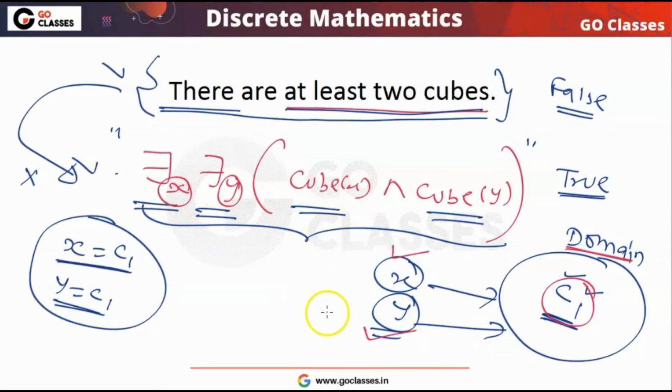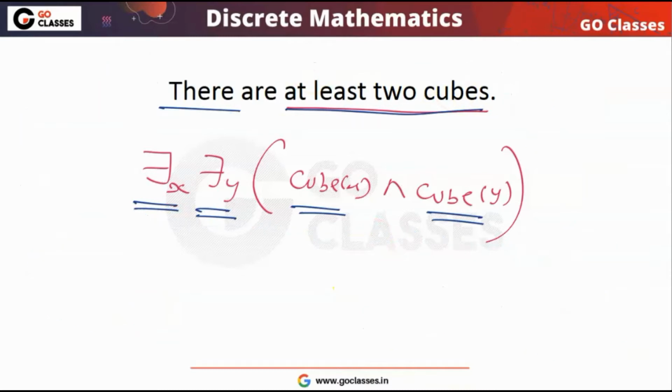So what should we do? Can you think about it? Yes, very simple. Just take x not equal to y, because we want at least two cubes. So here we need to do just a small modification. There exists x, there exists y, such that x is a cube and y is a cube and x is not equal to y.